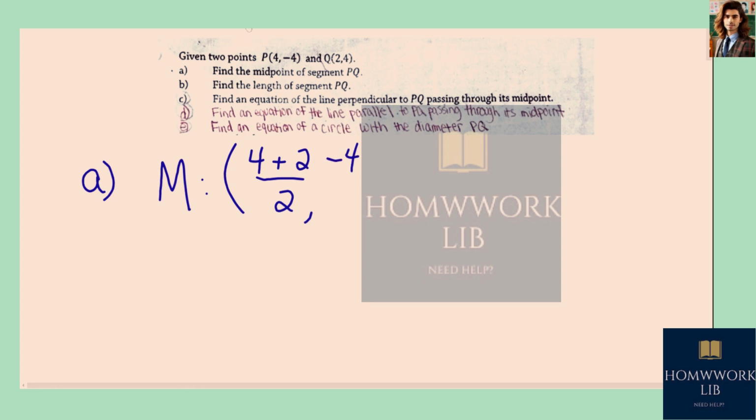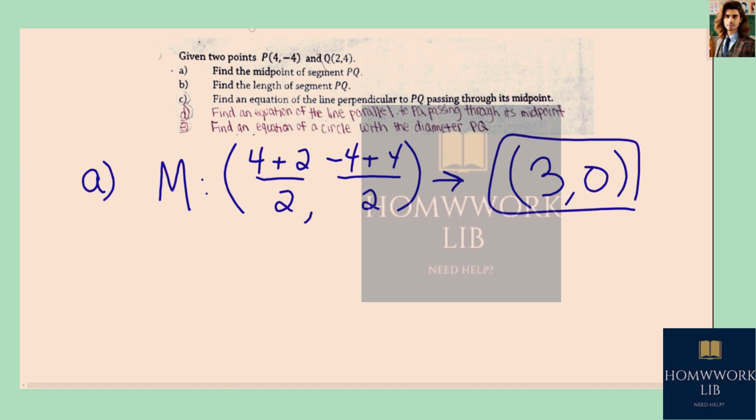Then the y coordinate would be the y coordinates negative 4 and 4 added together, and then take half. So we get 4 plus 2 is 6 over 2 is 3. Negative 4 plus 4 is 0 over 2 is 0. So 3, 0 is the midpoint.